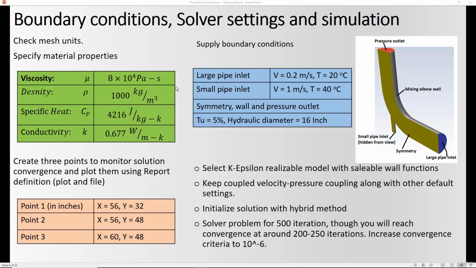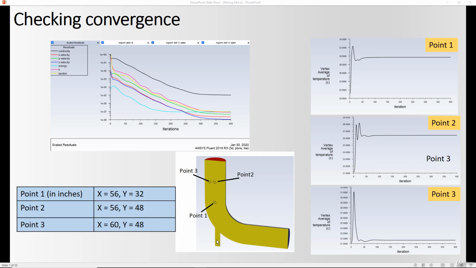And now we set the problem in Fluent, and I will specify these material properties and these boundary conditions, and these are solver settings. Also, I will create these three points, and I will monitor the convergence of the temperature or maybe velocity at these locations. These locations are just after this mixing of the two fluids, hot and cold.